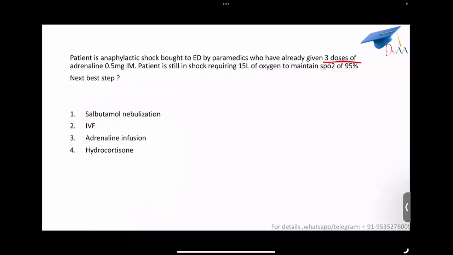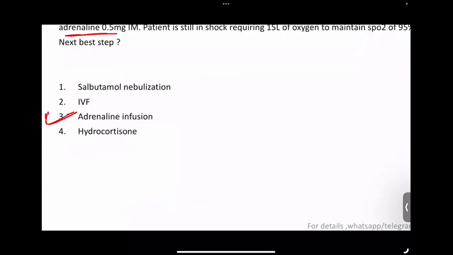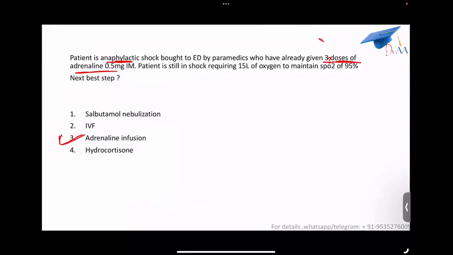They say 3 doses of adrenaline were given in a shock patient. What will you do next? Adrenaline infusion. The right answer is adrenaline infusion. They should have started after the 2nd dose itself, not after the 3rd dose. They should ideally have started after 2 doses itself. The 3rd dose they have given, it's okay. Now you need to start adrenaline infusion.